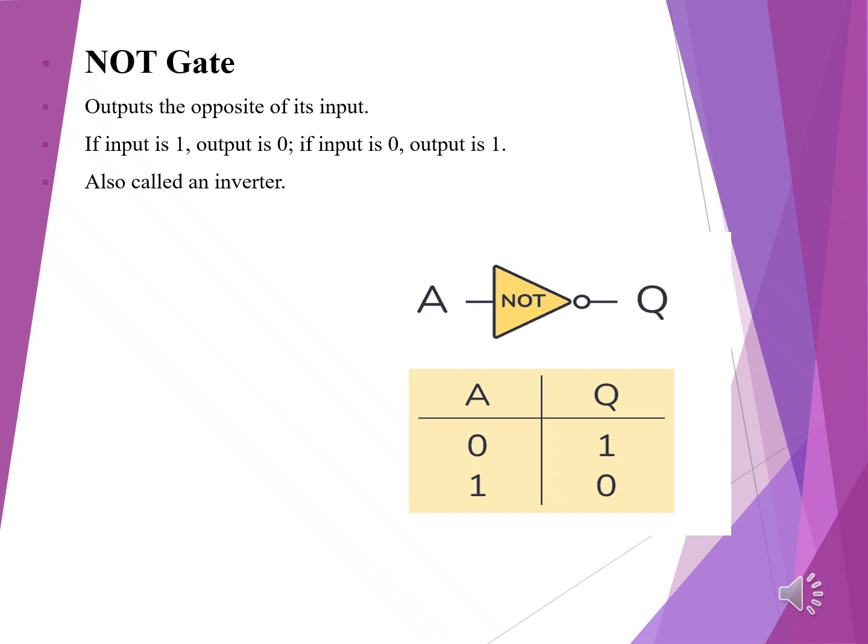Third one is NOT gate. The NOT gate reverses the input. Logic gates are used for decision making in computers.